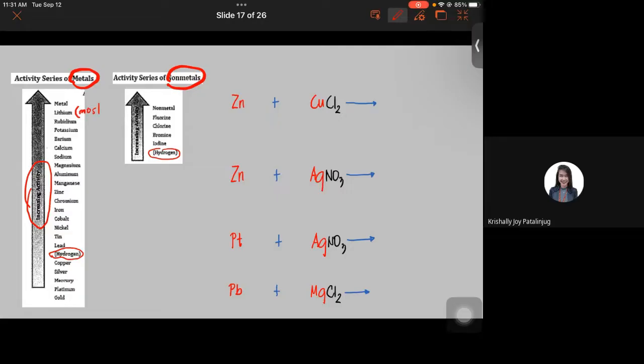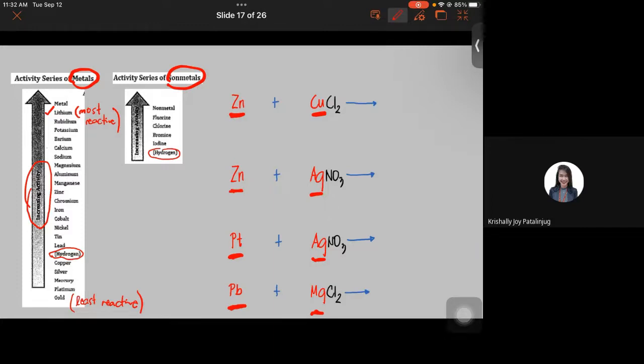So we could tell that lithium here would be the most reactive metal. It is the most reactive compared to rubidium, followed by potassium, barium, calcium, and so on and so forth. And gold here, since it is at the bottom part, is considered the least reactive. That's how you identify if the single element given is more reactive than the other element that it tries to replace or displace.